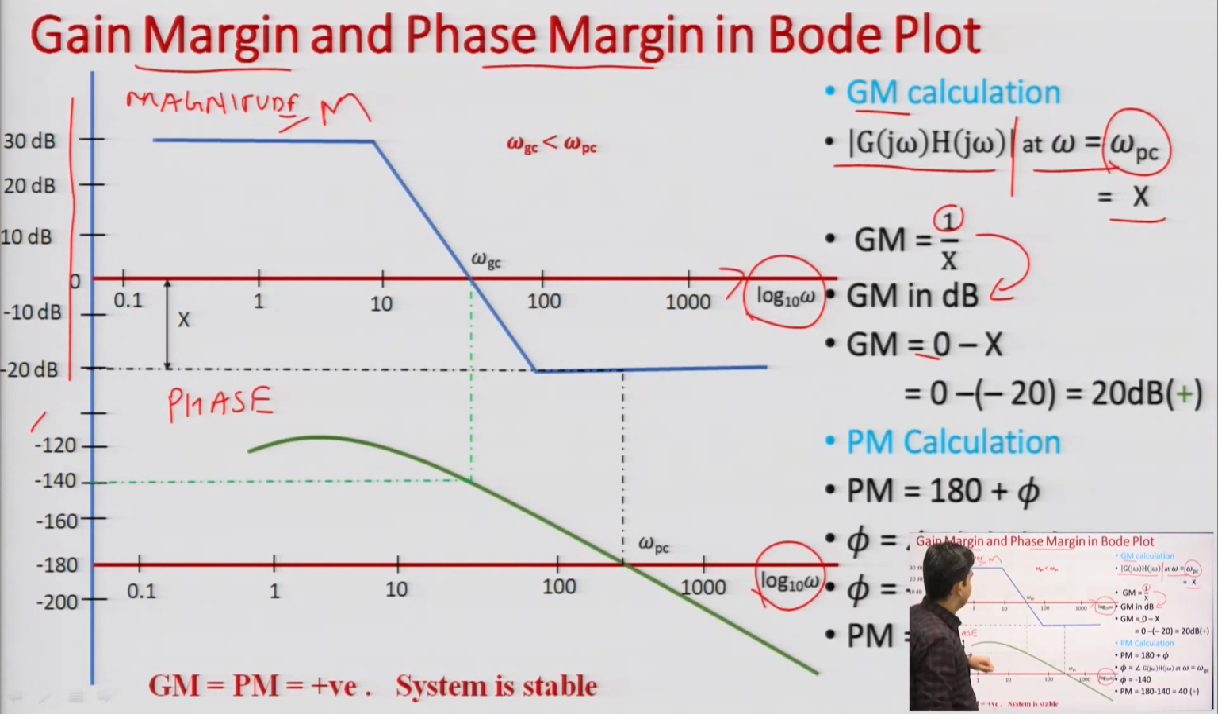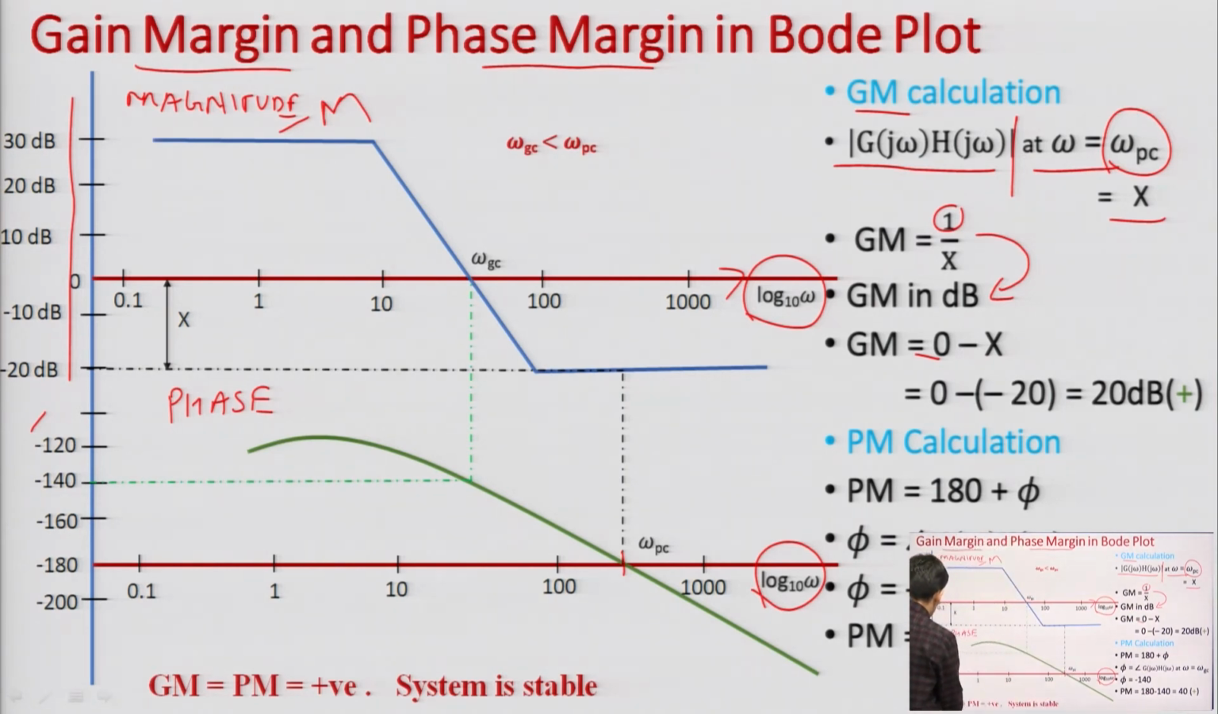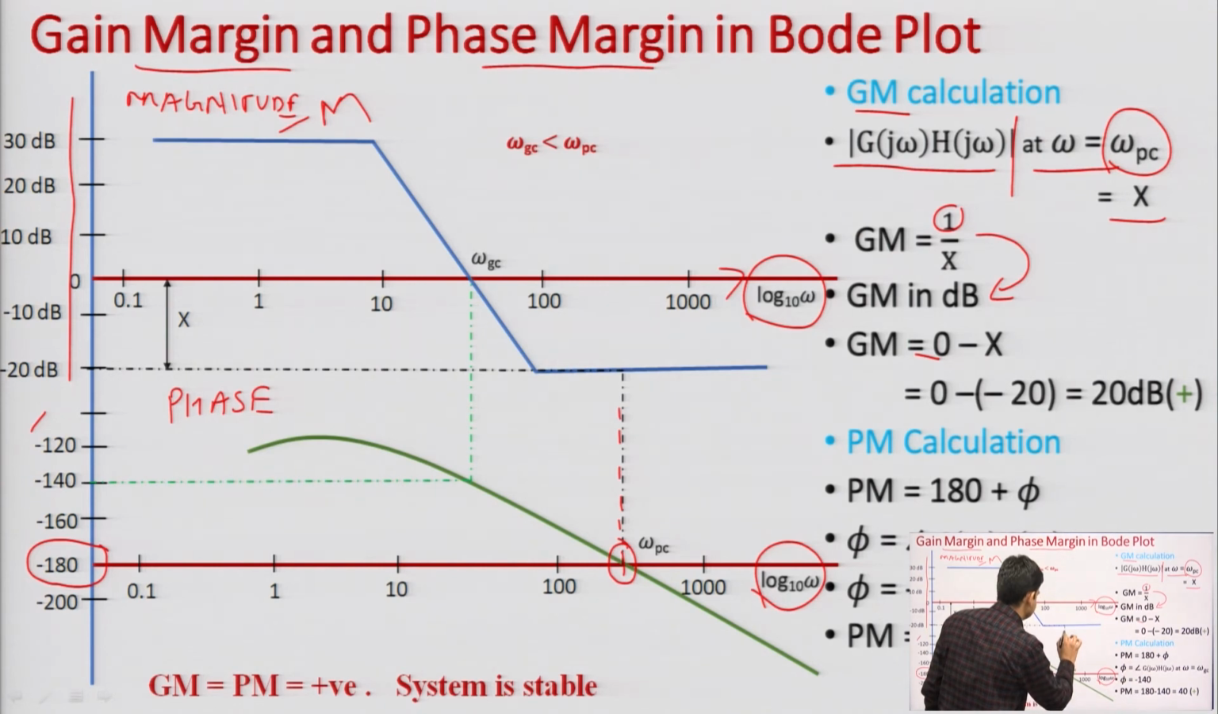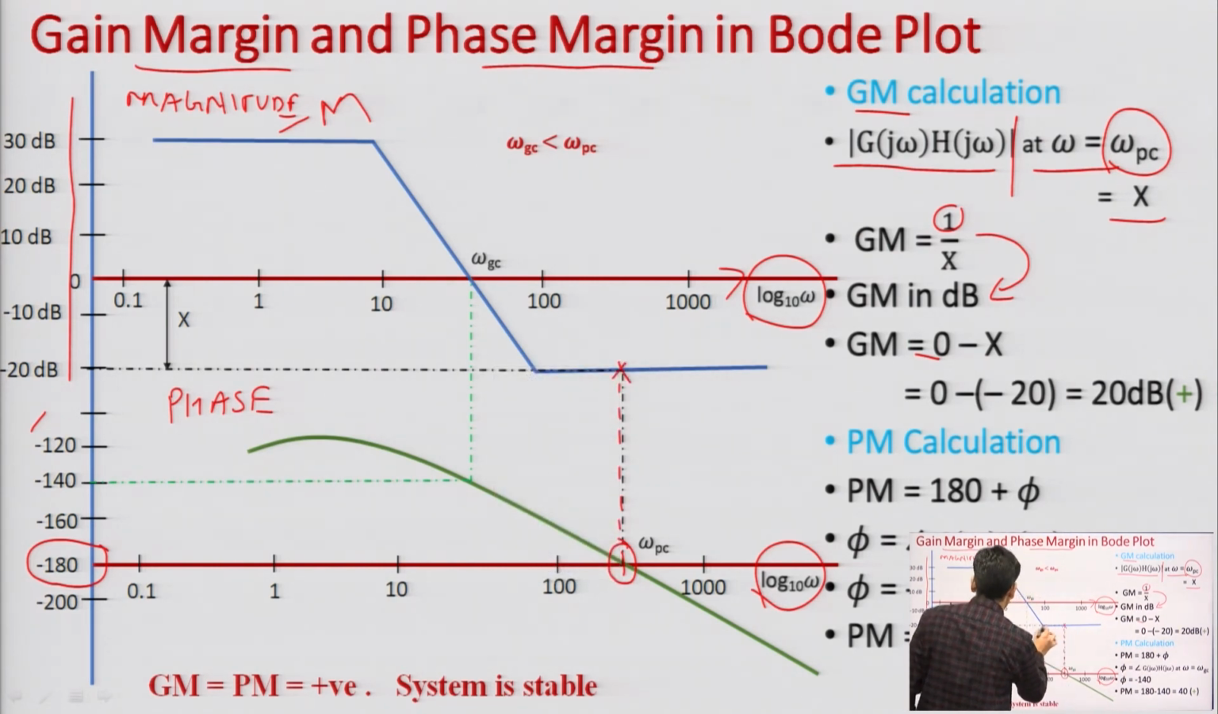Okay. So, how can we calculate this? For that purpose I need to calculate omega pc. Omega pc is the frequency where my phase plot is touching the minus 180 line. This phase plot is touching the minus 180 line at this point. I had taken the reference line minus 180. Okay. So, at this frequency what is my magnitude? It is intersecting here. If I see my magnitude here, it is minus 20 dB.